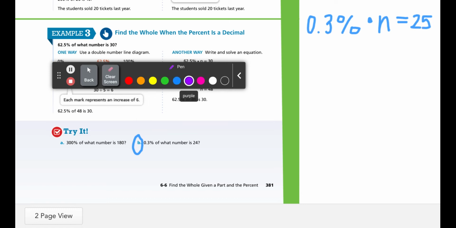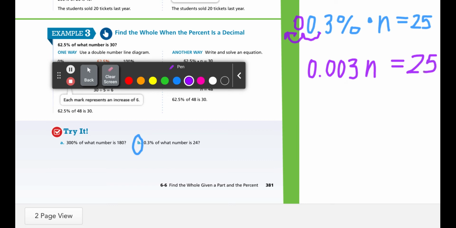So we have the percent, we have the part, we have to find the whole. Now I'm going to rewrite this because I don't want a decimal percent, I just want a decimal. Move my decimal point twice to the left to go from percent to decimal. Remember, going from percent to decimal means we're dividing it by 100, so you're moving that decimal twice to the left. So then we have 0.003, 2 zeros, n equals 24. So again, our goal is to solve for n.